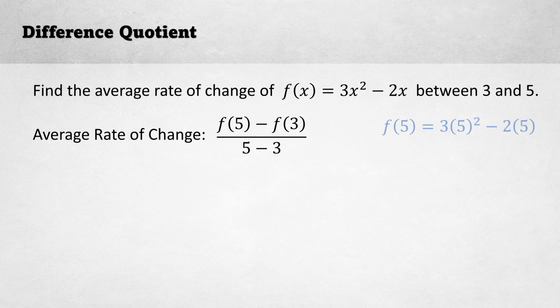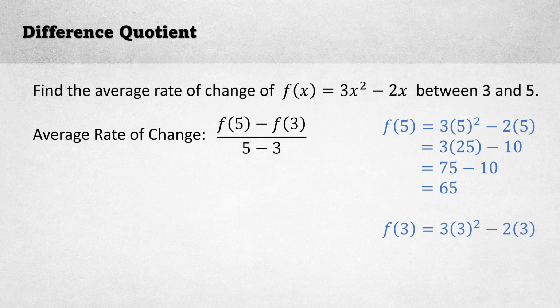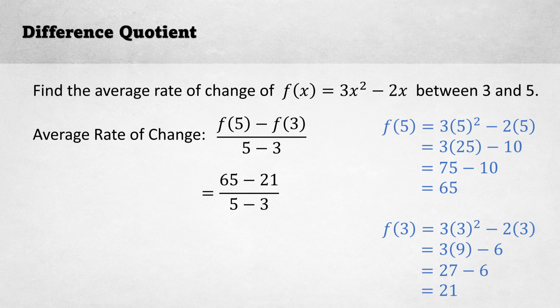On the side, we find f of 5, where we simply input 5 for every x in f of x and simplify it to 65. And then we find f of 3, where we input 3 for every x in f of x and simplify it to 21. And then input these values into the formula of average rate of change and simplify it to get 22 for the average rate of change.